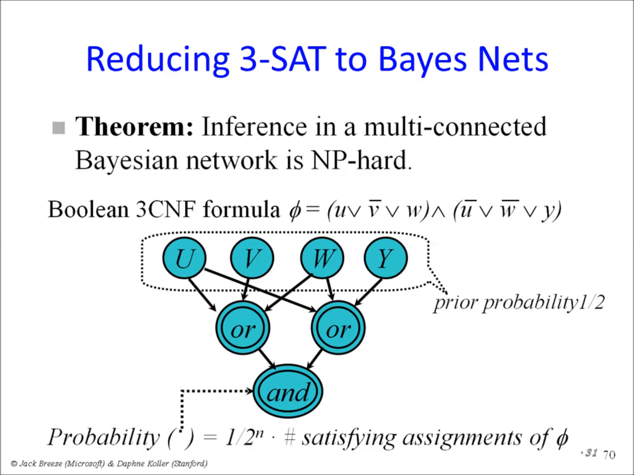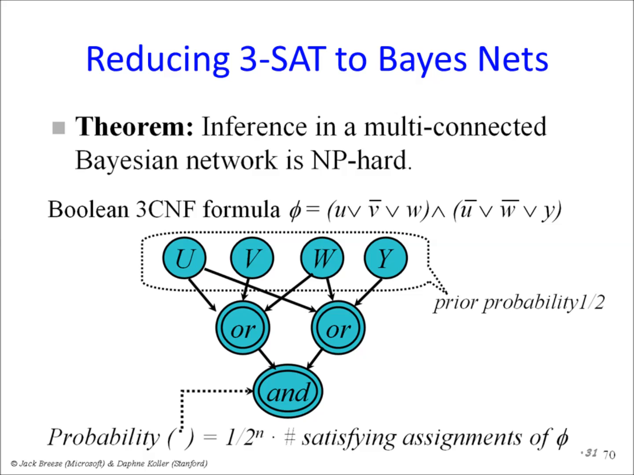Because in satisfiability, we just need to know whether it is satisfiable or unsatisfiable. That itself is NP complete. Now we are actually computing the number of solutions for a given SAT formula. So we are asking a much harder question. Therefore, Bayesian network inference is NP hard.